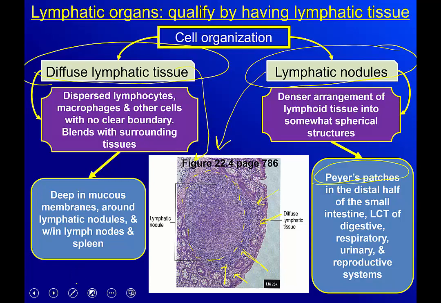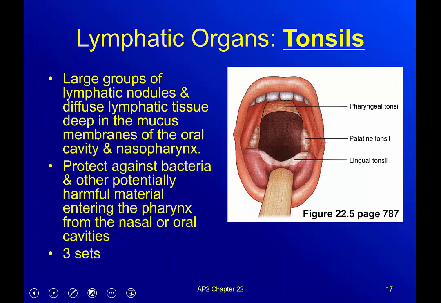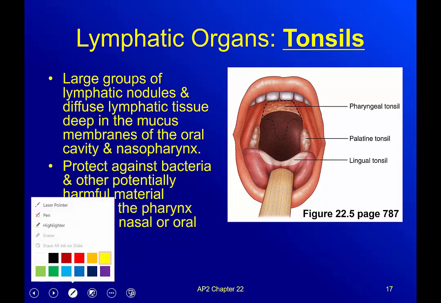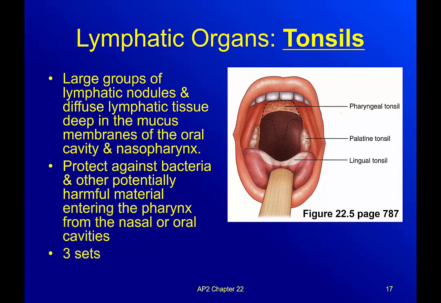or it's dense and it's a lymphatic nodule. The tonsils. You actually have 3 sets of tonsils. You have the pharyngeal tonsil, which is actually kind of up toward your nose. The palatine tonsil, which is the one that when your throat hurts, you go, does my throat look swollen? And you stick your tongue out. And then you've got the lingual tonsil, which is actually on the back of your tongue.